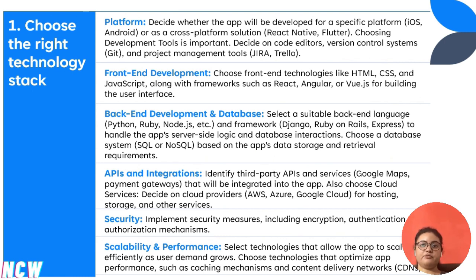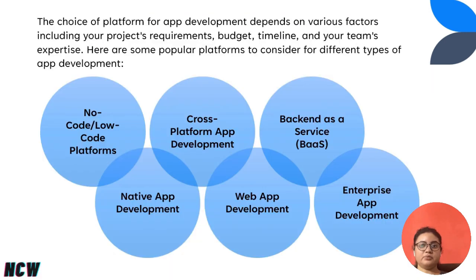The choice of platform for app development depends on various factors, including your project's requirements, budget, timeline, and your team's expertise. So, popular platforms to consider for different types of app development: no-code or low-code platforms, native app development platforms, cross-platform app development, web app development, backend as a service, or enterprise app development.